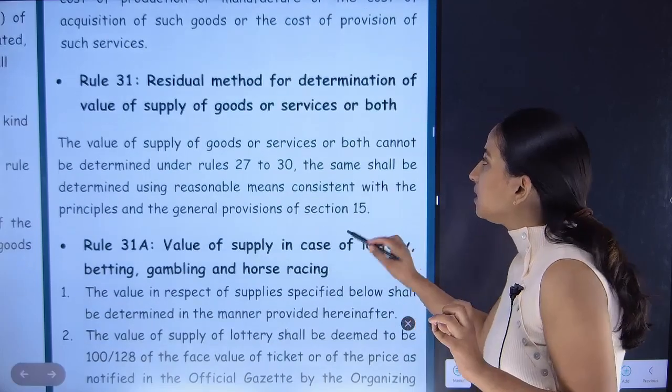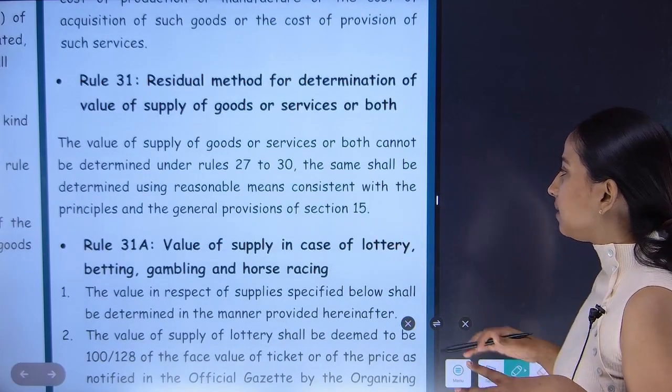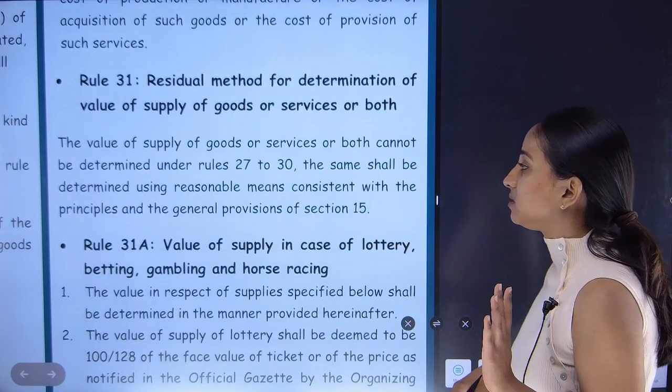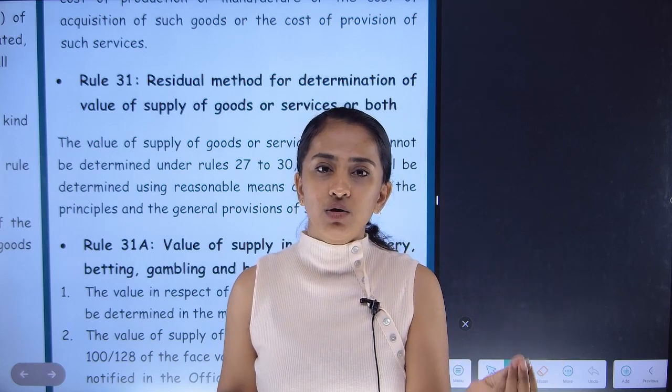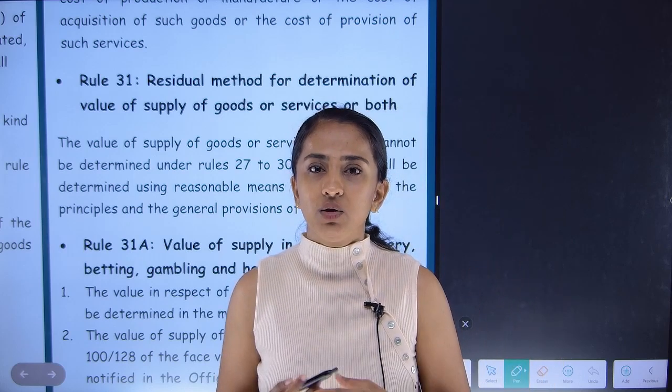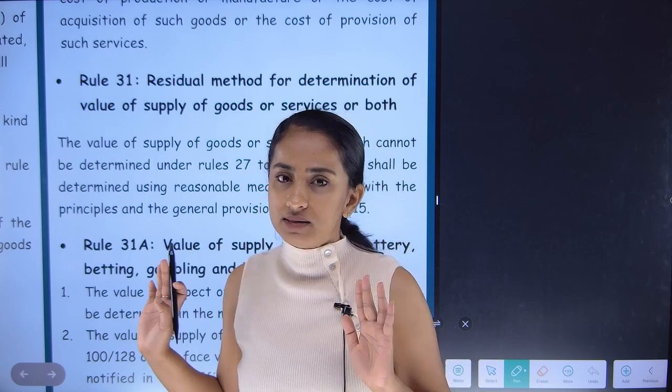Rule 31 says, this is a residual method. If nothing is applicable, use reasonable means. Means please use your best judgment. Please use your common sense. Based on your common sense and reasonable judgment, whatever you are able to ascertain the value of supply, ascertain that.